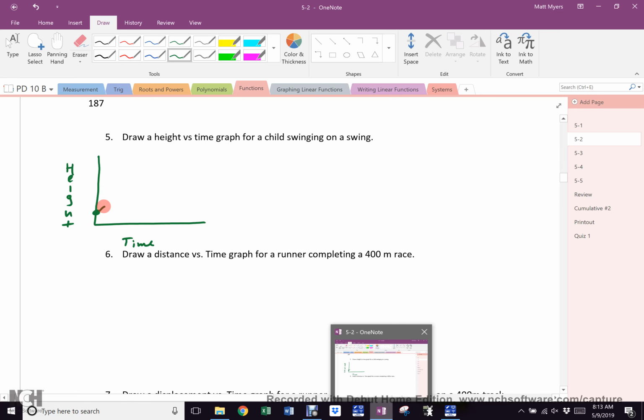What happens? The swing goes back down. Does it ever go below this line? No, not unless you are stretching the chains, which you are not. So, you go back down to that line, and then what? Goes up where? How high? A little bit higher if you know how to swing, or if you are lazy and you have your dad or mom pushing you.